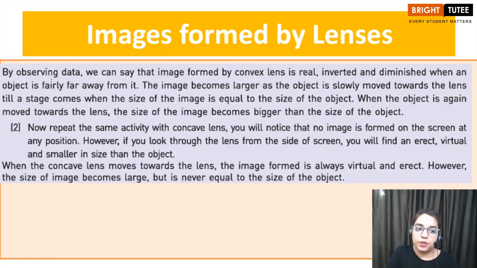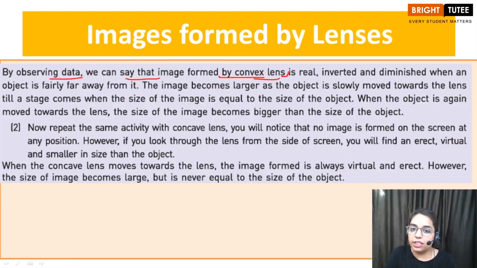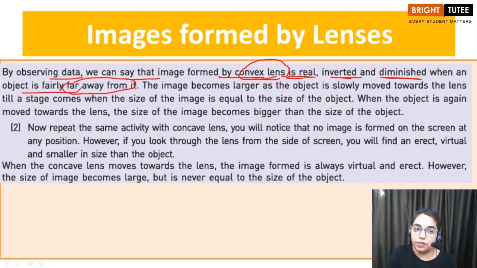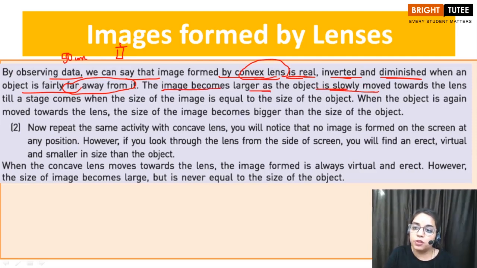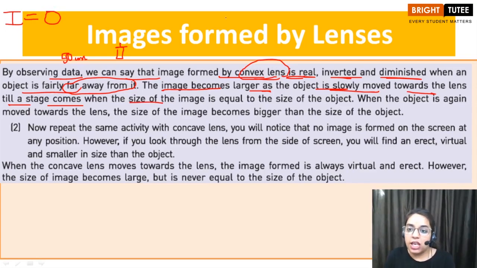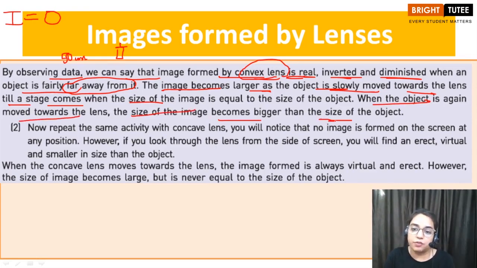So children, by observing the data, we can say that the image formed by the convex lens is real, inverted and diminished when an object is fairly away from it. That is, when we have placed the candle around 50 centimeter away from the lens. Okay, then the image becomes larger as the object moves slowly towards the lens, till a stage comes when the size of the image becomes equal to the size of the object. And even then, if we keep on moving this object towards the lens, the size of the image will become bigger than the size of the object.